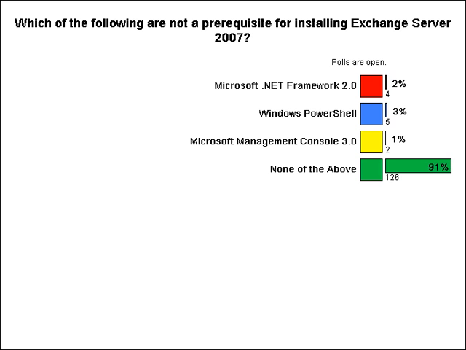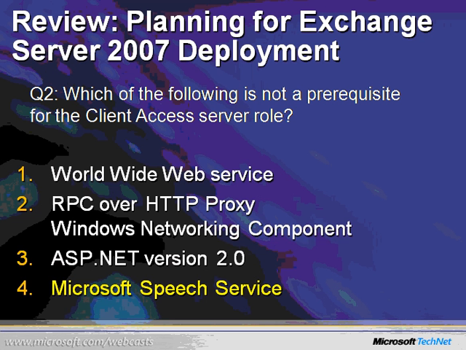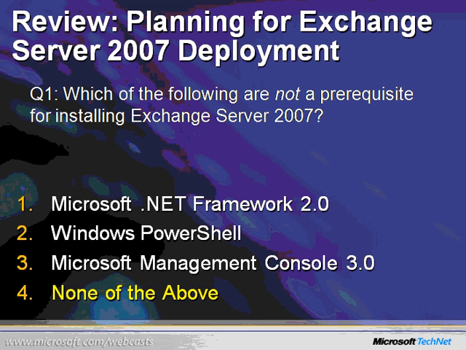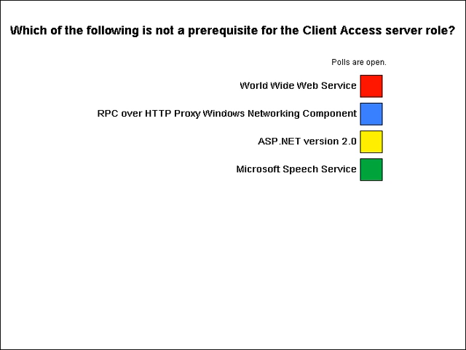Because you do need .NET Framework 2.0. You do need PowerShell. You do need the Management Console 3. Right? I mentioned that those were, no, clicked on the wrong one. Go back. So it is none of the above. Right? You need all 3 of them. Of course, I just gave away the answer for the next review question. So which of the following is not a prerequisite for client access? Oh, goodness gracious.